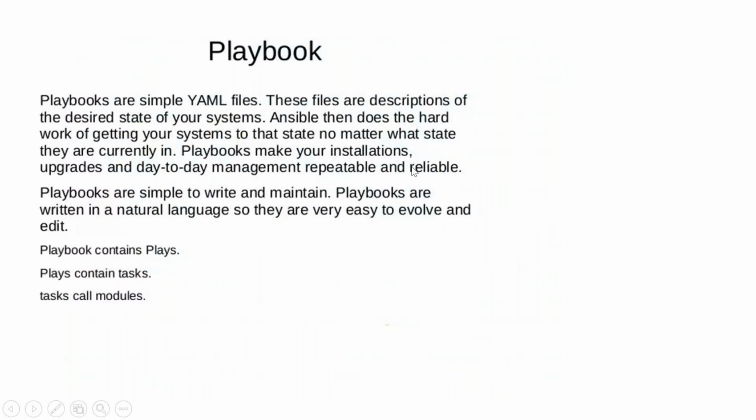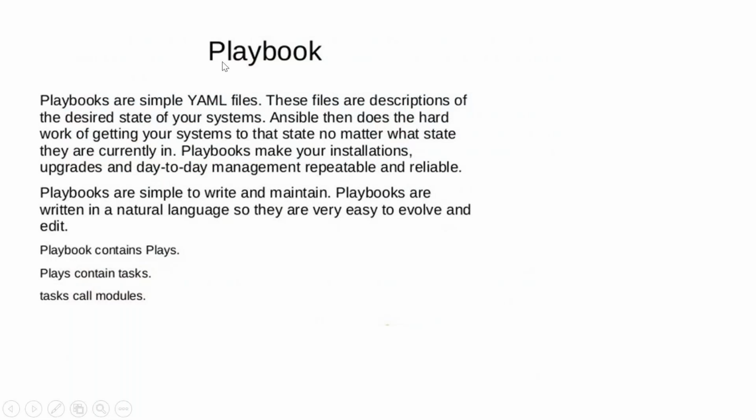Then playbooks, as we discussed already, are simple YAML files. These files are descriptions of the desired state of your systems. That means what you are desiring. Desiring means, suppose I'm expecting my 10 machines should have Java. That is your desire. To fulfill the desire, in the YAML playbook you have to mention the description of the desired state of the system. You have to describe in the playbook what you want, so that the same thing will be installed on all those systems.